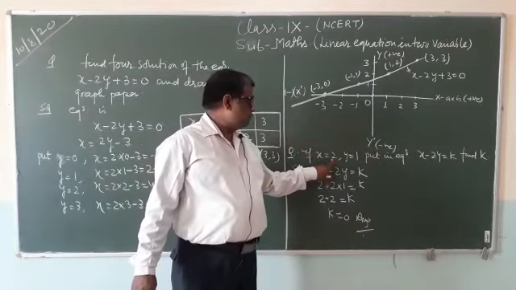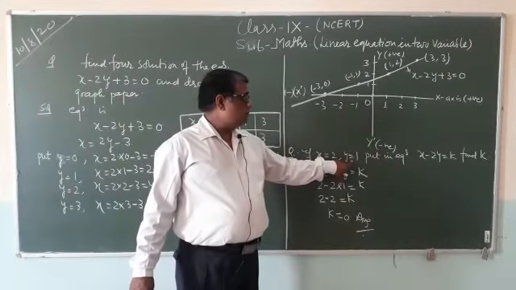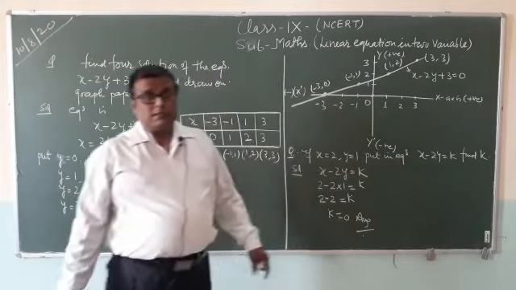So the value is k is equal to 0 when we put x is equal to 2 and y is equal to 1.